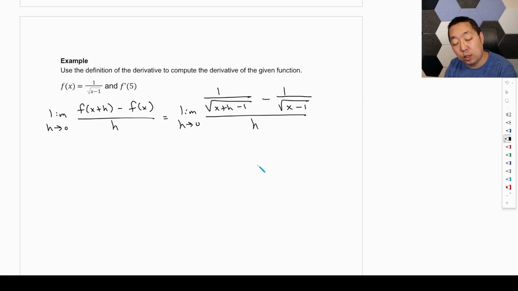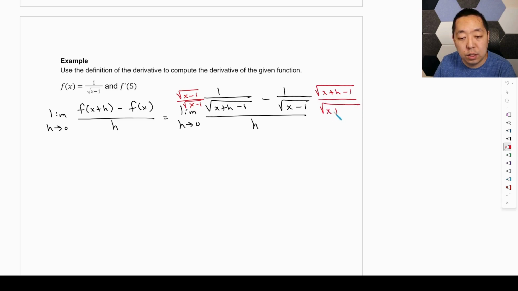Now, this is going to be a combination of things. One, we're going to have to do common denominator, right, to make them the same, to combine the two fractions. So we'll do this: square root of x minus 1 over square root of x minus 1, and this would be square root of x plus h minus 1 over square root of x plus h minus 1. That way the denominators will be the square root of x minus 1 times that. So then this will be the limit as h goes to 0. This will be square root of x minus 1. And let's just combine the numerators because we know they'll have the same denominator.